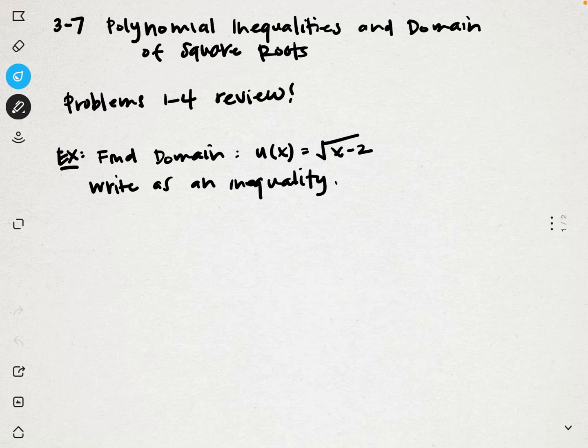Hey, welcome. Today we're looking at polynomial inequalities and domain of square roots. More so, we're looking at the square root stuff.